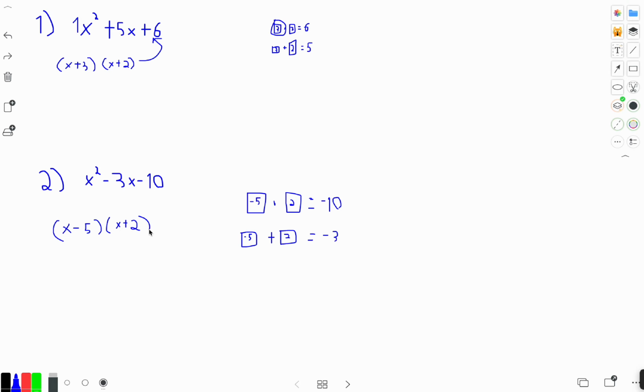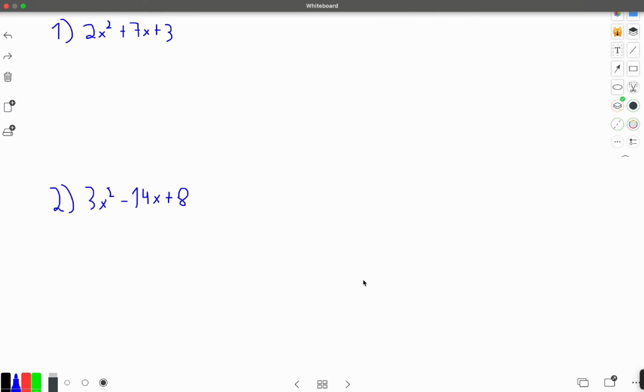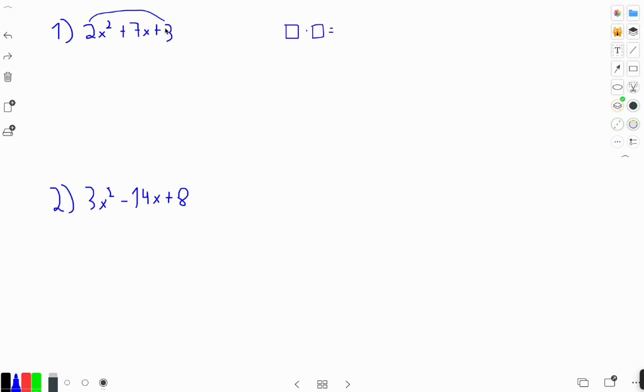Now let's move on to splitting the middle term. The following two examples are a little more challenging, but if you follow the method correctly, you should be able to get them every single time. The method I'm going to teach you guys is splitting the middle term. We multiply the coefficient of the leading term, which is 2, by the last term, 3, and we get 6.